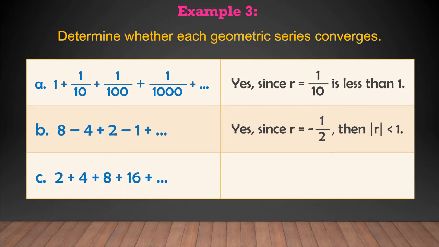Letter C, 2 plus 4 plus 8 plus 16 plus dot dot dot. This time, it's not a convergent series. Why? Because the common ratio r here is equal to 2, and the absolute value of 2 is greater than 1. Now, since r is greater than 1, this is a divergent series, meaning there is no definite sum here.